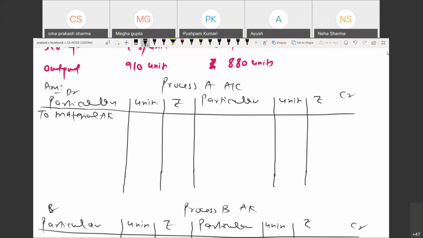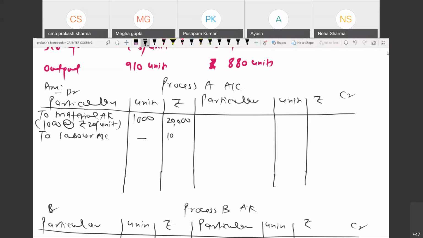It is 1000 units at the rate of rupees 20 per unit. So it becomes 20,000. Okay, sir. The next is the amount of labor. The labor will have amount only.